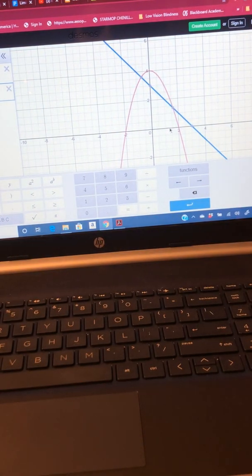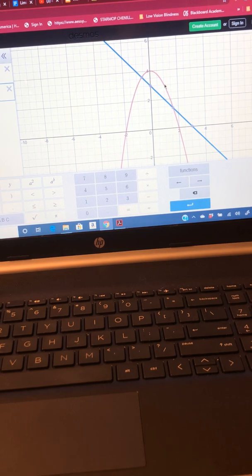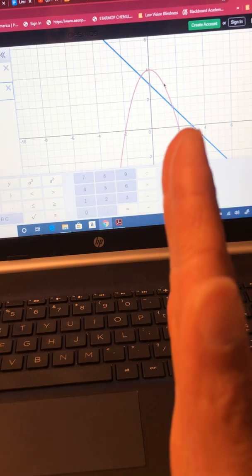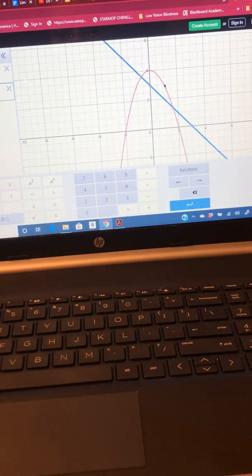So these are counting by 2's: 2, 4, 6, 8. So from 0 to 2, halfway in the middle would be where 1 is. So on the parabola, 1 is right where my cursor is. And it said that x has to be less than or equal to 1, so from that point to the left, okay?